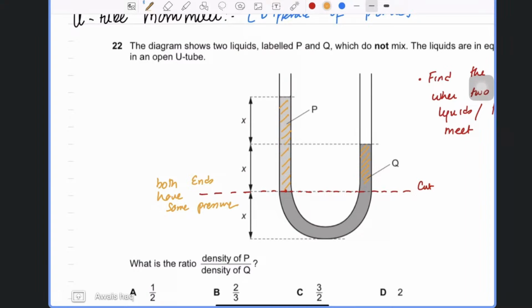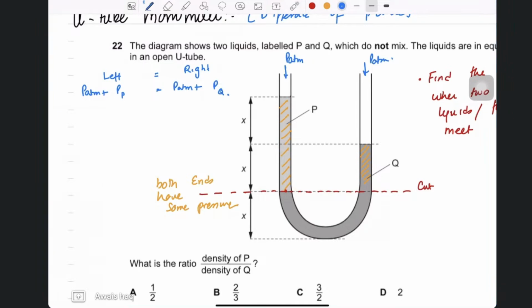Now, because if something is open from one end, you say this is atmospheric pressure, this is atmospheric pressure, right? So right now we're going to make an equation on the left and the right. So on the left equals to right at the point we have to cut the whole thing, and here you have atmospheric pressure plus the pressure due to P equals to the right side atmospheric pressure plus the pressure due to Q. Understood?